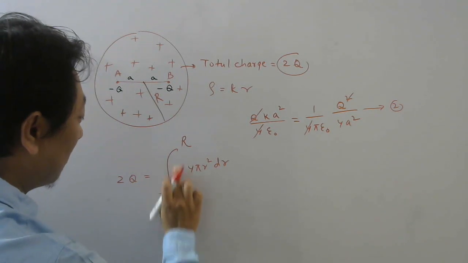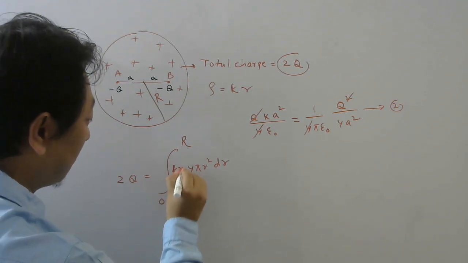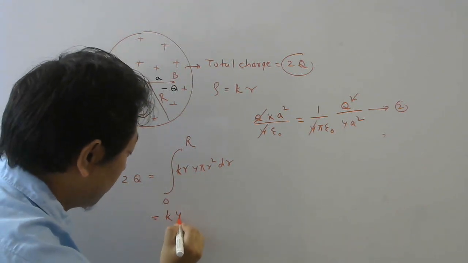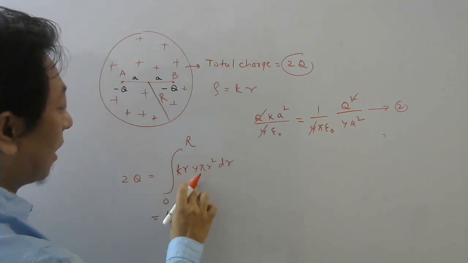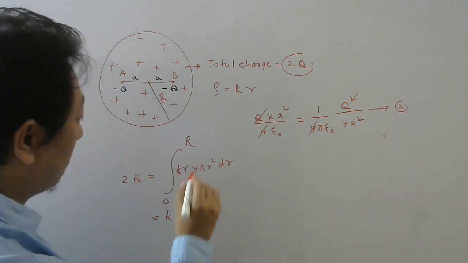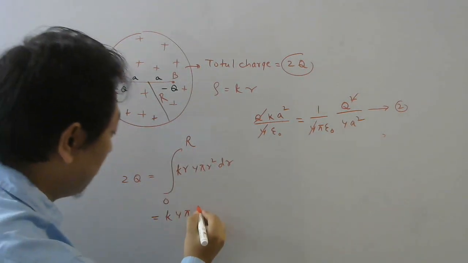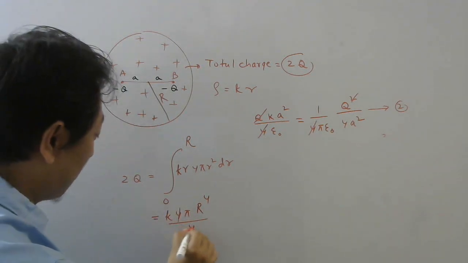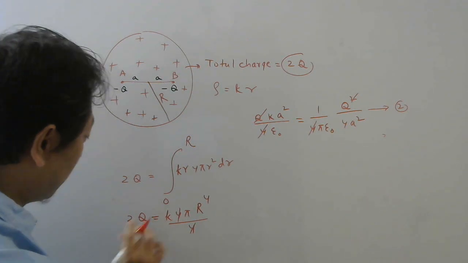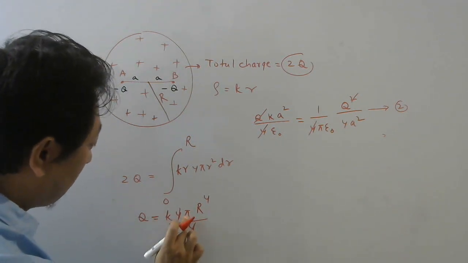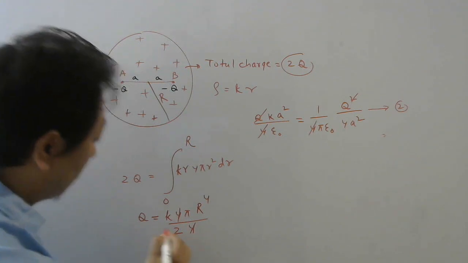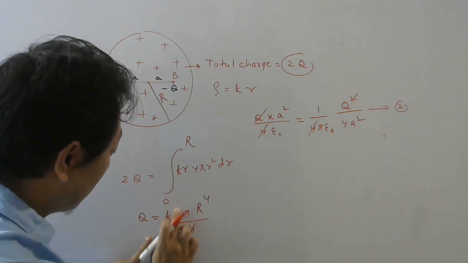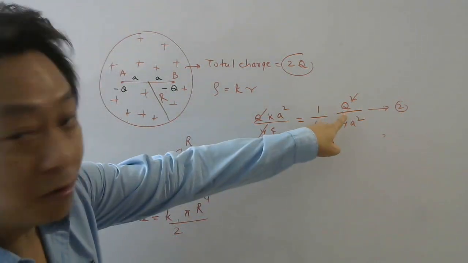What was the density given? K times r. So take constants outside. K and 4 pi are constants. Then integral r square times r, that is r cube dr, will be r power 4 by 4. Put the upper limit, R power 4 by 4. So this 4 can be cancelled. So 2Q will be this, which means Q will be k pi R power 4 divided by 2. The 2 I cross multiplied here. So now this Q, you can cancel the 4, and this Q you have to substitute here.